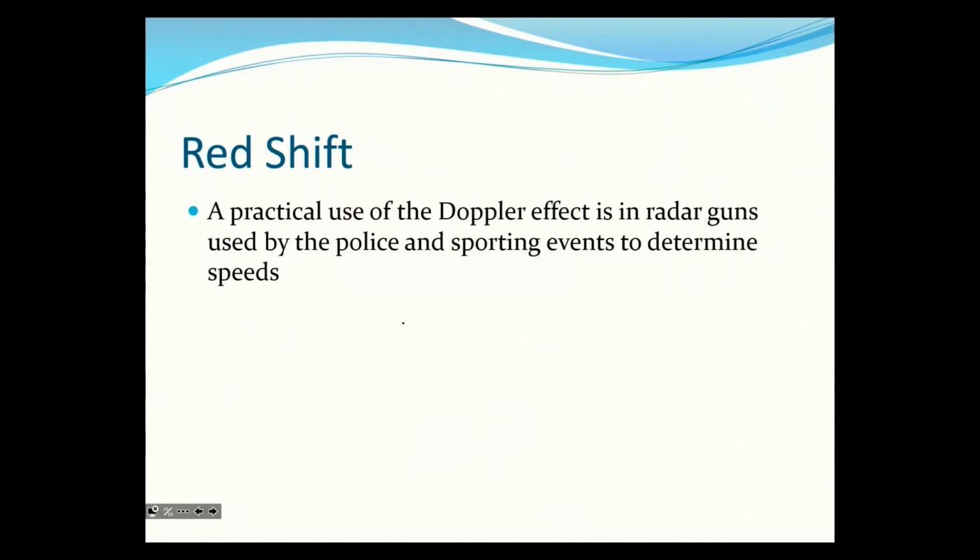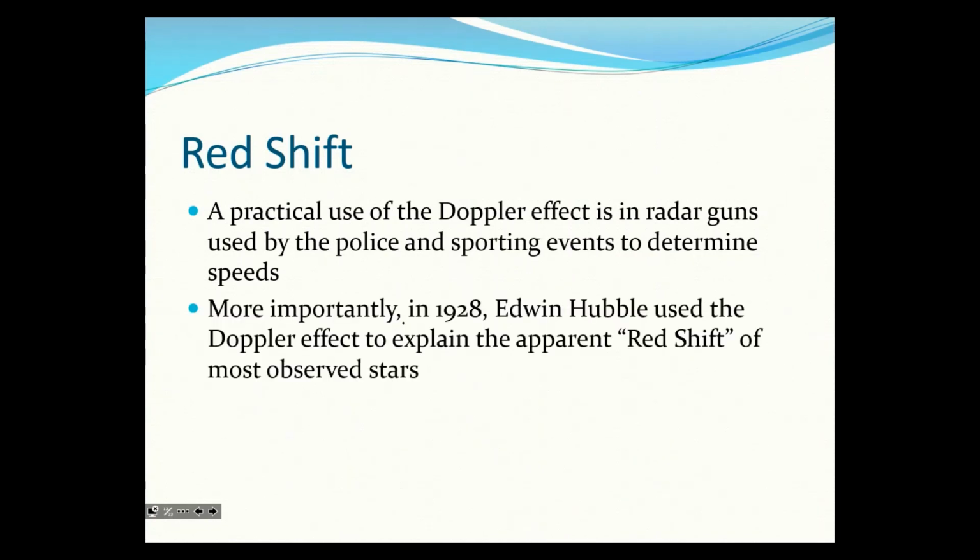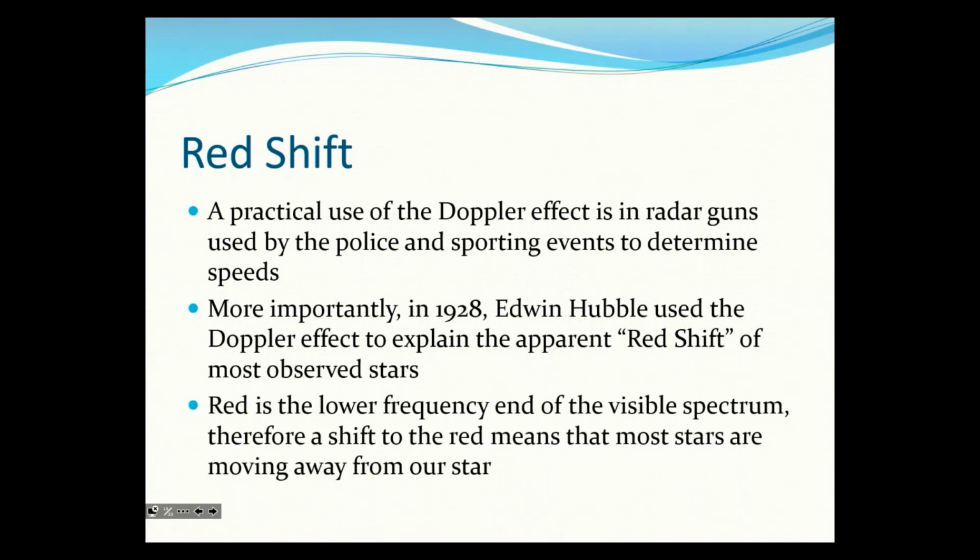So a practical use for the Doppler effect is in radar guns used by police and sporting events to determine speeds. But what Edwin Hubble used the Doppler effect for was to explain the apparent redshift of most stars. Red is lower frequency on the visible spectrum, therefore a shift to the red means the stars are moving away from us. So do I have a picture?